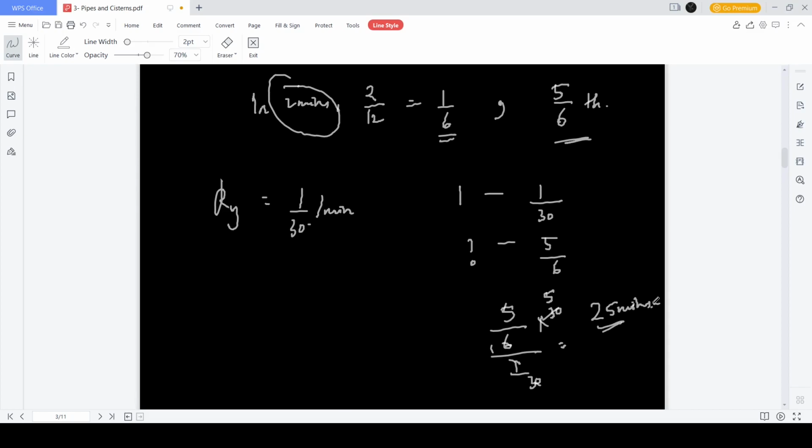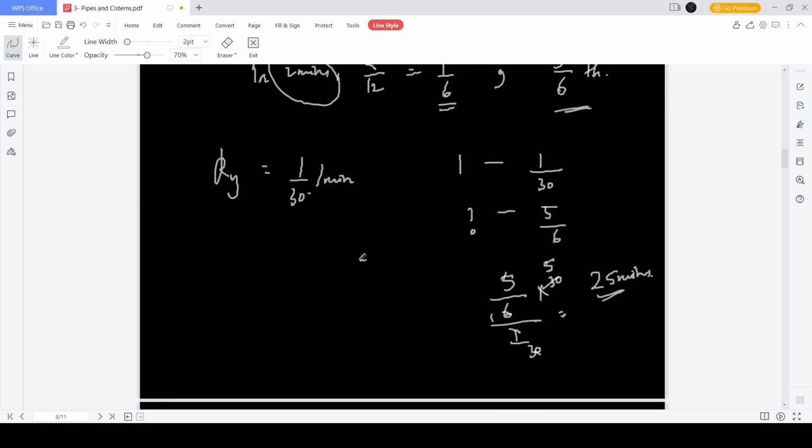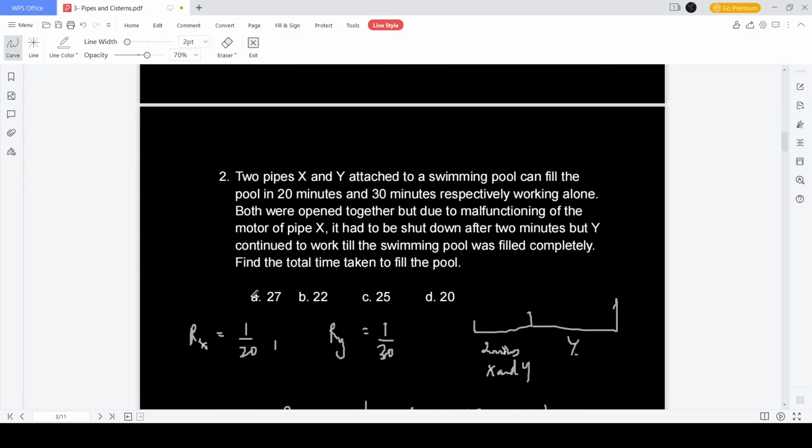So Y takes 25 minutes to complete the whole thing, and X and Y together work for 2 minutes, plus Y takes 25 minutes. So a total of 27 minutes is required to fill the whole tank.